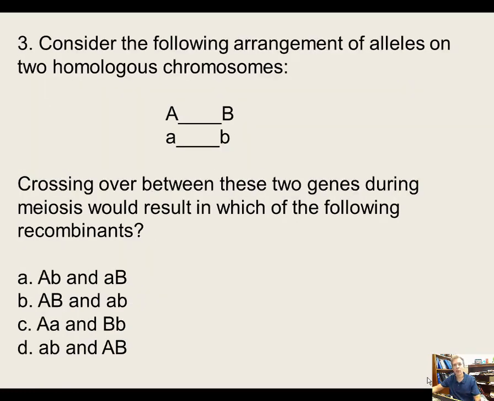And 3, consider the following arrangement of alleles on two homologous chromosomes. Crossing over between these two genes during meiosis would result in which of the following recombinants?